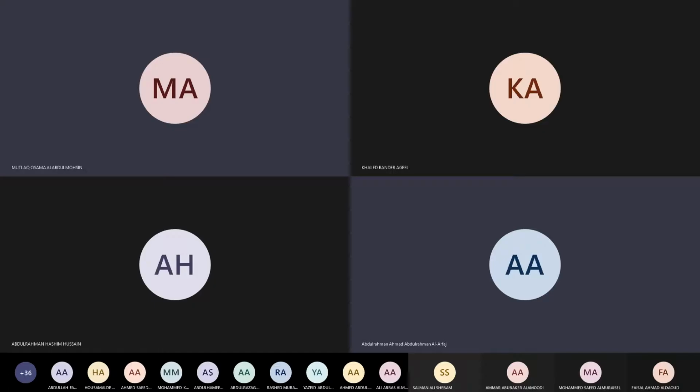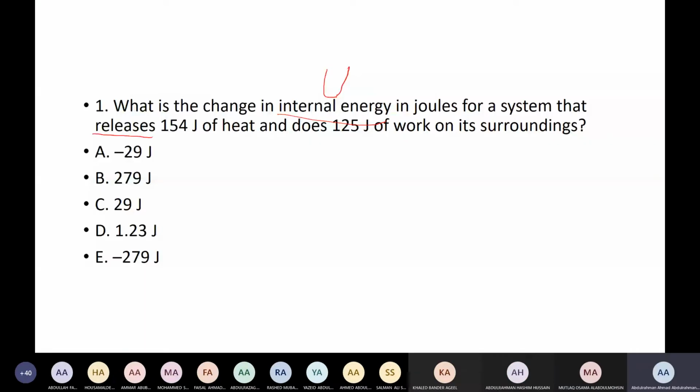If the system releases heat, this is Q. Is it going to be plus or minus? Minus 154 joule of heat. And the system does work, so the work is minus. The system does work, so it's negative. So what's U?